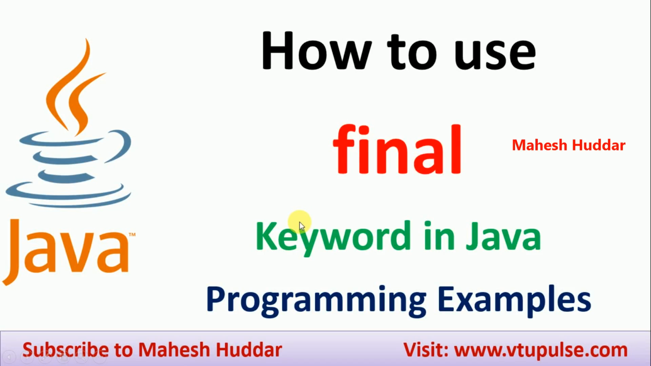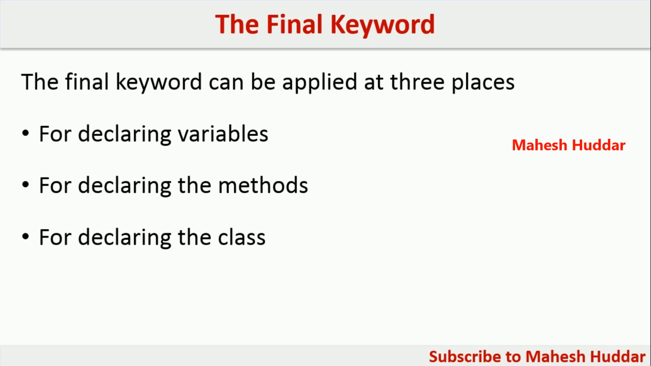Hi, welcome back. In this video, I will discuss how to use the final keyword in Java with simple programming examples. The final keyword can be applied at three different places: one for declaring variables, second for declaring methods, and third for declaring a class.